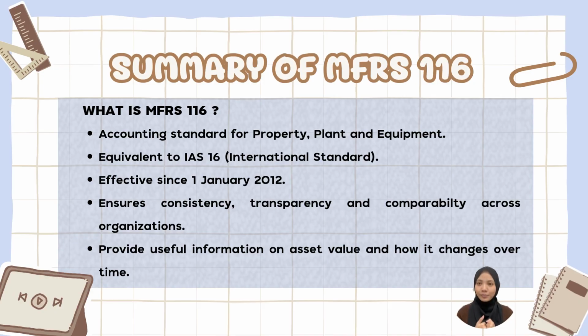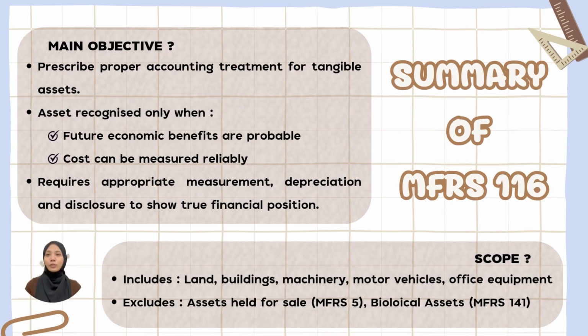In simple terms, MFRS 116 ensures that users of financial statements get meaningful information about a company's long-term assets and how their value changes over time. Next, we go to objective of MFRS 116. The main objective is to ensure PPE is recorded accurately and fairly.